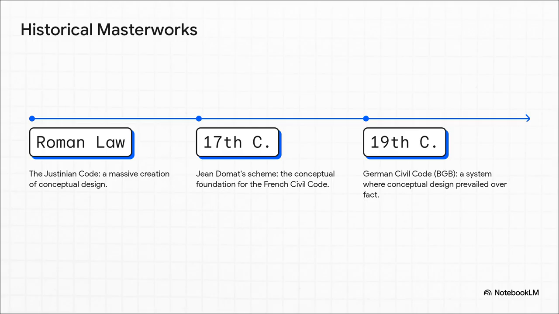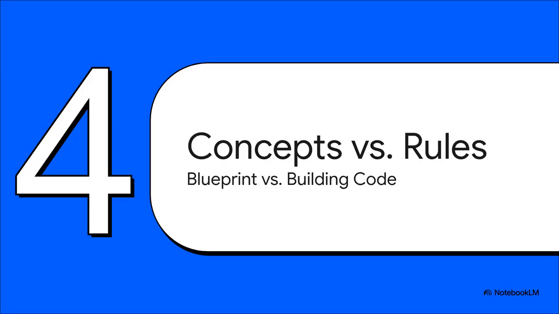Fast forward to 17th century France, and you have Jean Domat, whose conceptual scheme laid the groundwork for the famous French Civil Code. And then in 19th century Germany, you get the German Civil Code, a system so focused on its conceptual design that the theory almost mattered more than the existing facts on the ground. These weren't accidents, they were deliberate acts of legal architecture. Okay, to really lock this in, we need to draw a very sharp line between 2 things.